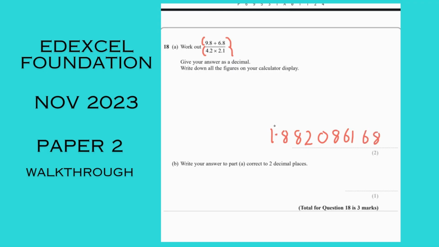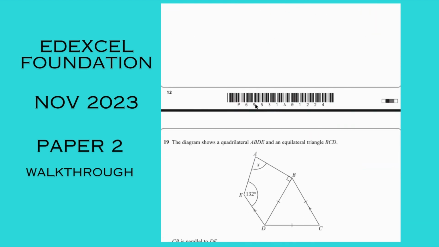1.88208668. To 2 decimal places, the third decimal place is a 2, so it rounds down. On to question 19.